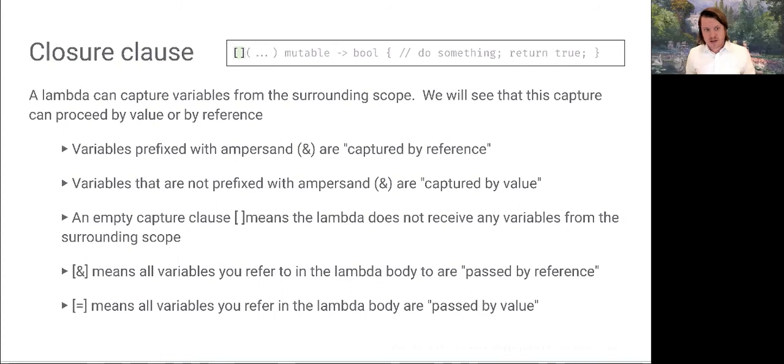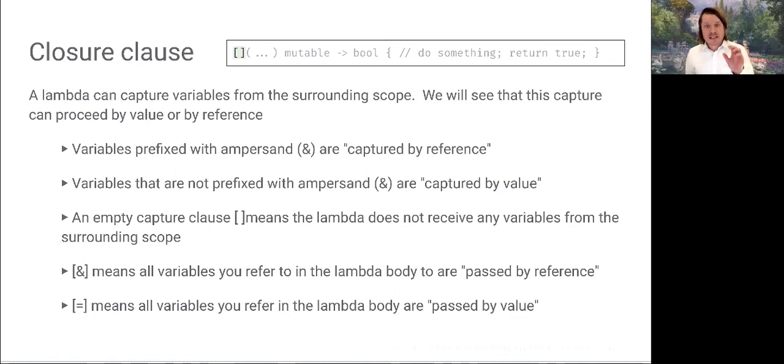So the capture clause. A lambda can capture variables from the surrounding scope. We will see that this capture can proceed by value or by reference. Variables prefixed with the ampersand are captured by reference. Variables that are not prefixed with the ampersand are going to be captured by value. An empty capture clause means that the lambda does not receive any variables from the surrounding scope. And notice in the example, both on this slide and the previous slide, we were dealing with an empty capture clause.